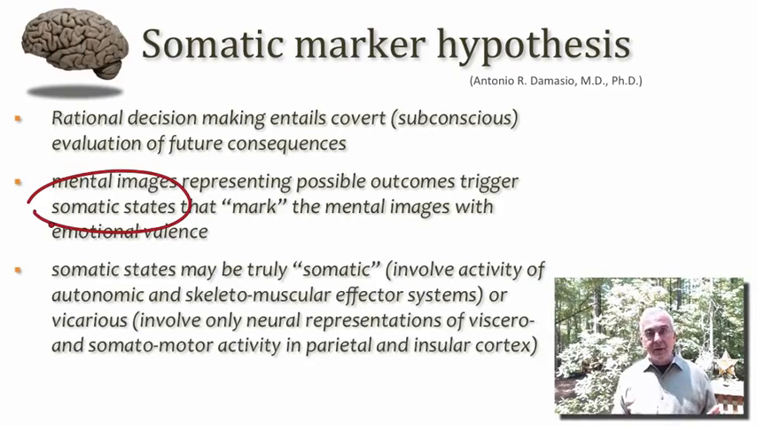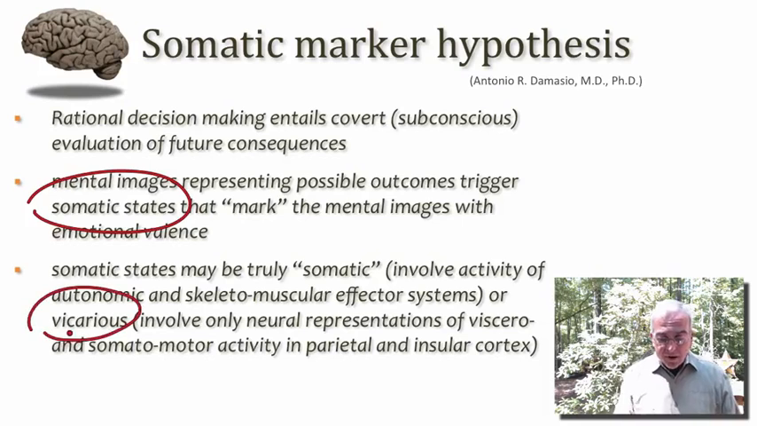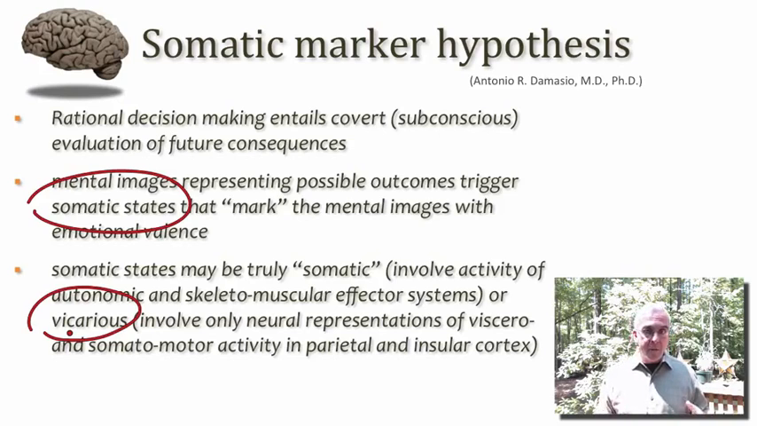Now, these somatic states may be truly somatic, and this would be very much a James-Lange proposition. This would involve the activity of autonomic and skeletal muscular effector systems. But, as Damasio has argued, these somatic states might be vicarious. And what he means by that is that they may only involve the brain constructs, the neural representations of this visceral motor and somatic motor activity. We imagine that this would be focused in our parietal and our insular regions of the cerebral cortex.